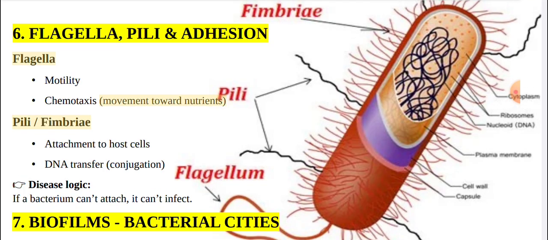The notes also mention a specific type of pili involved in conjugation, the sex pilus. Yes, this is how bacteria share secrets. A bacterium can extend a special pilus, latch onto another bacterium, and reel it in. Once they are touching, they open a channel and copy a piece of DNA to send across to the neighbor.